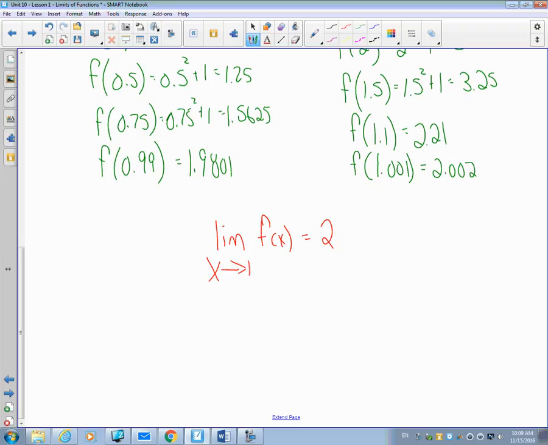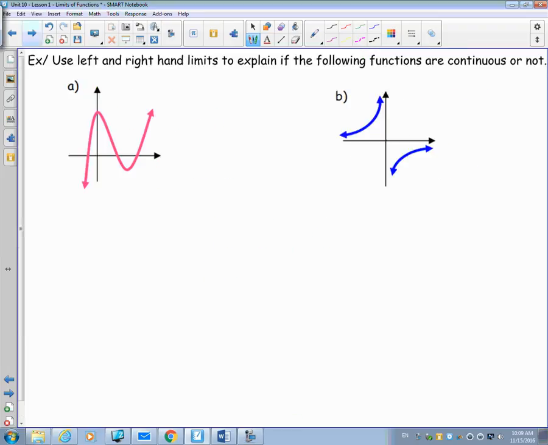That's how a limit works. What happens as we approach a value? Okay, let's try some more. Graphs are helpful tools. They allow us to talk about continuity and discontinuity, and we're going to do this with limits, a more formal idea. So use left and right hand limits to explain if the functions are continuous or not.